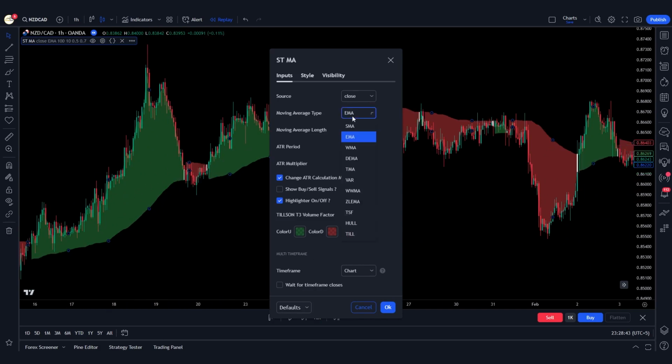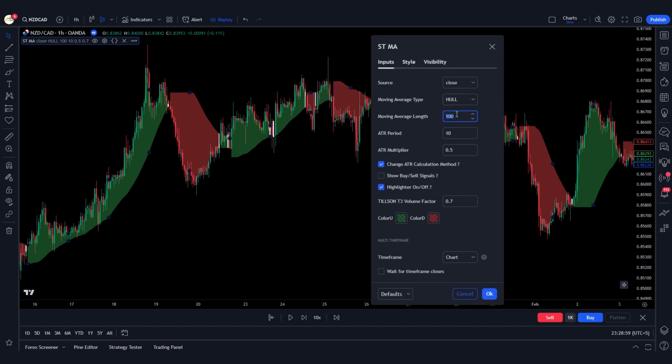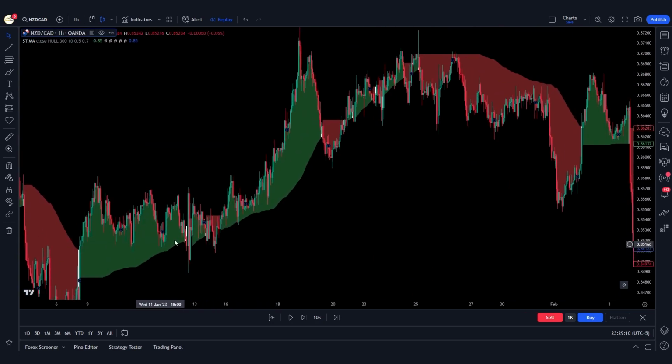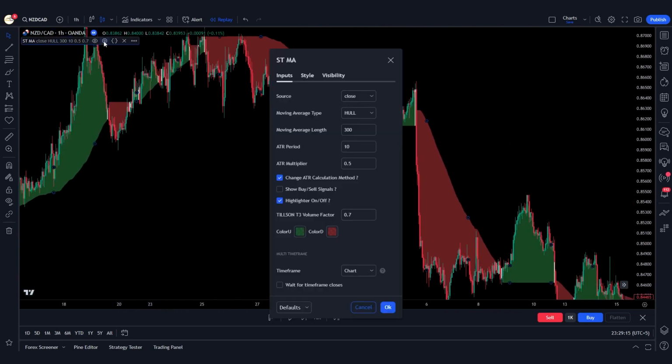Now, in my backtesting, I have found out that this indicator works really well with the Hull moving average. So we're going to change it to that. And here we can see that there is the moving average length that we need to set up. In this case, it's 100 by default. But let's say we change it to 300, we'll see that the moving average length will increase, and that's why it will consider a lot of the historical candles, and it shows us a longer period moving average, showing us the overall trend in the market. Now, for our case, we're going to keep this to 150.